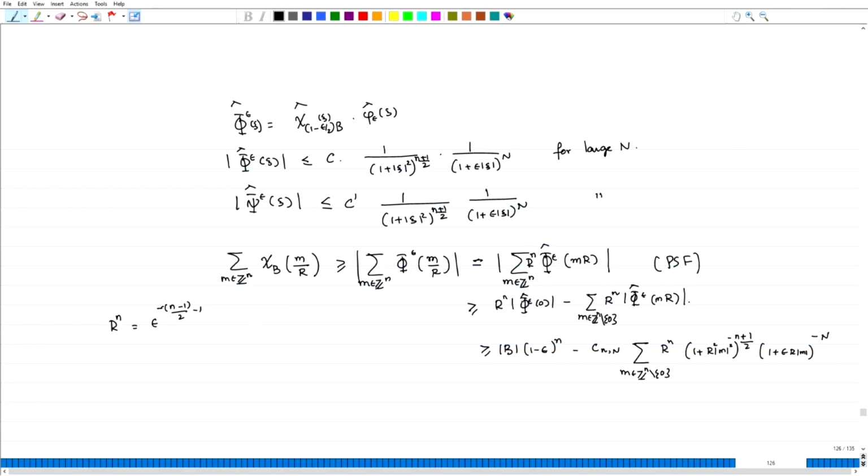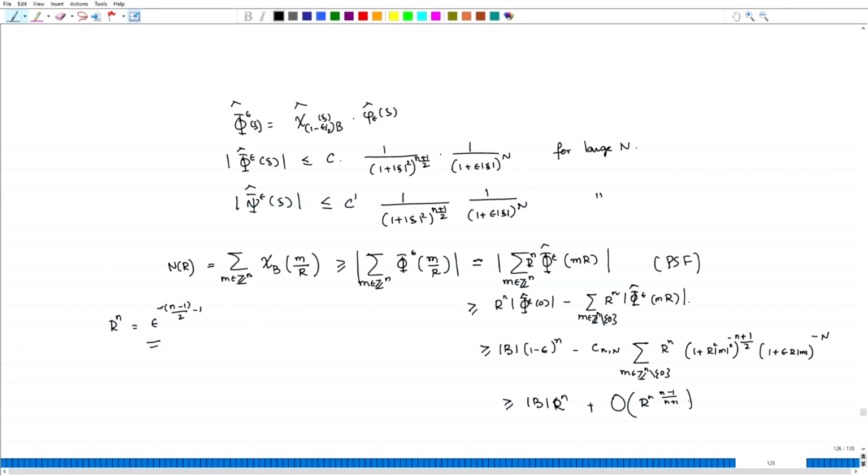So, if we denote this as the number of lattice points N_r, then by using that (1 minus epsilon) to the power n is greater or equal to 1 minus n epsilon, and with this little bit of arithmetic manipulation, what you will get is this plus a big O, which is bounded by r to the power n times (n minus 1) by (n plus 1).